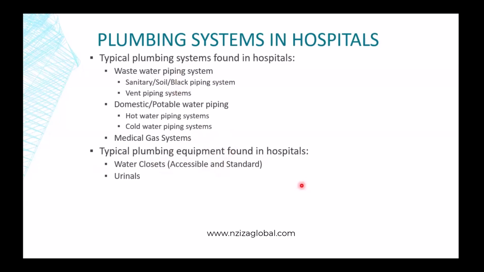Urinals, you will find in the common restrooms. Lavatories, you will find for washing the hands in the restrooms. There will be kitchen sinks, as I mentioned. Along with that, there will also be laundry machines.